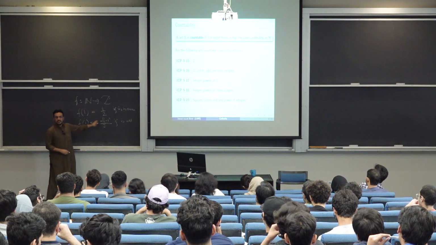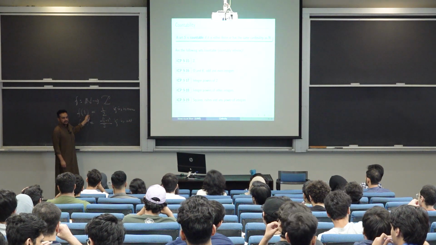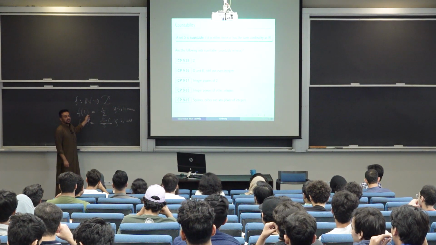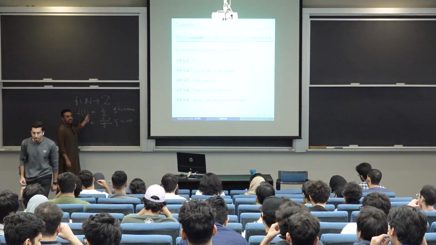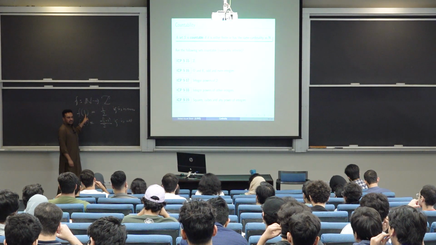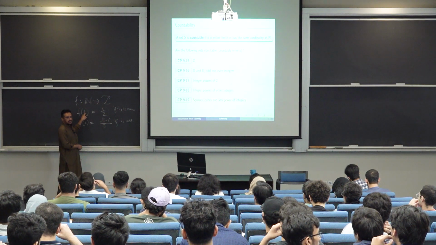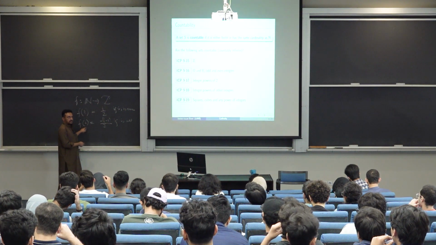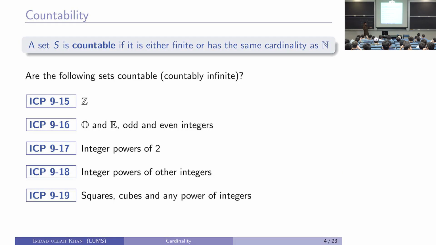Are you happy now? Yes, look at this now. What is f of 2? 1. What is f of 3? Negative 1, right? What is f of 4? 2. What is f of 5? Negative 2. f of 6? 3, right? f of 7? Negative 3, right? So the function is onto. Zero and all positive and negative numbers are covered.